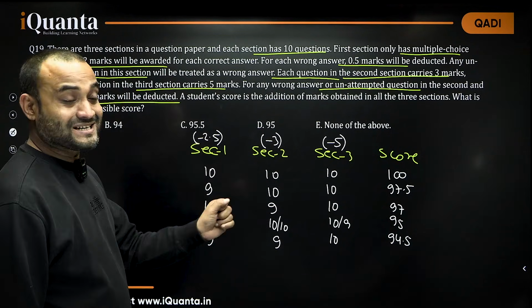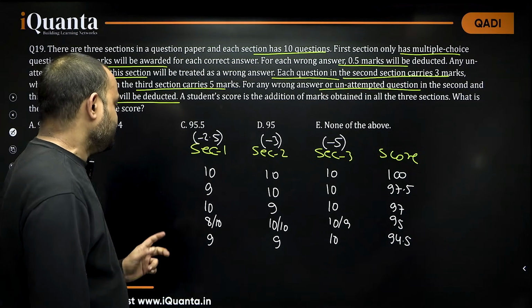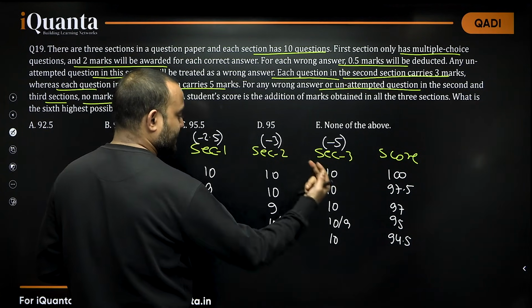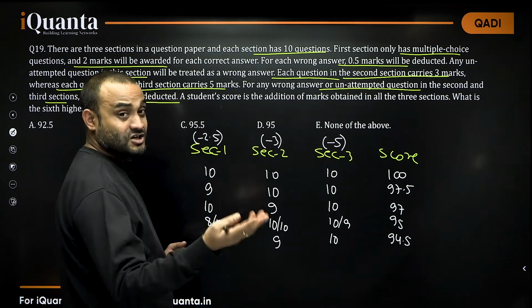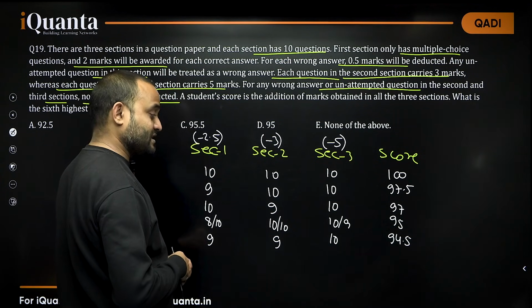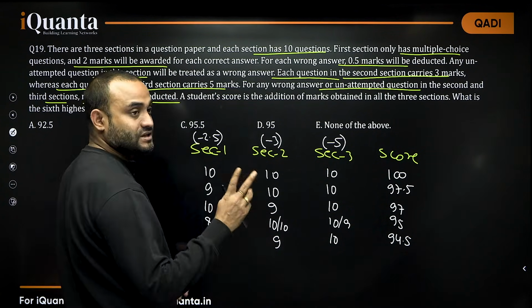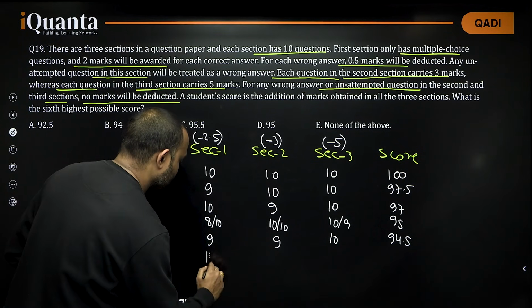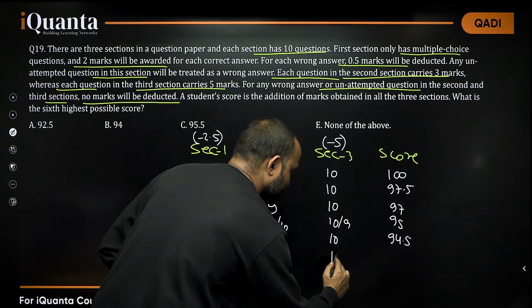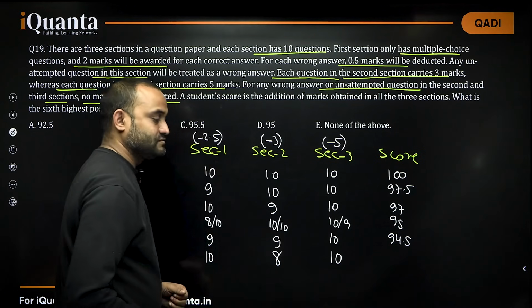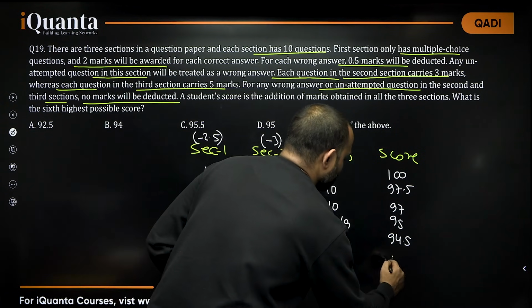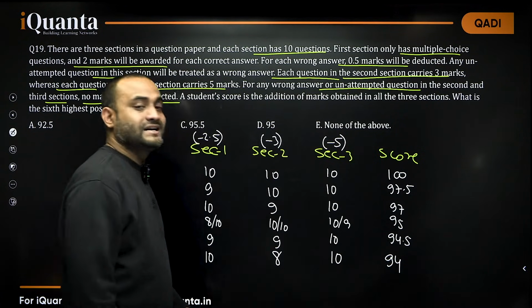To find the sixth highest score, what will happen? Again, if I take a combination of these two, there will be a deduction of at least 7.5. That is not what we are looking for. If I leave two questions here, there will be a deduction of 6. So solve all the 10 questions here, all the 10 questions here, and 8 here. There is a deduction of 6, and the score that we are getting is 94.